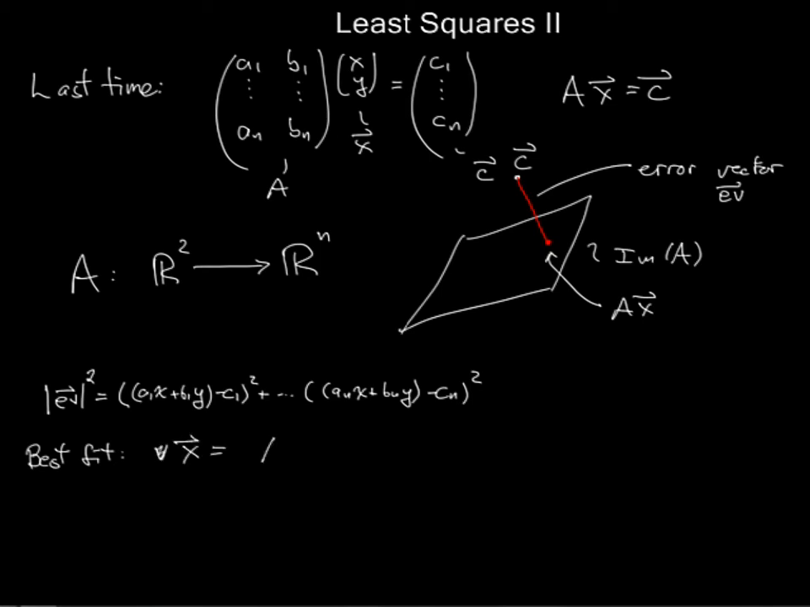And we saw how to solve this, which is to take the vector x to be this vector, (A transpose A) inverse A transpose c. Okay, so that was just a review of what we did last time.